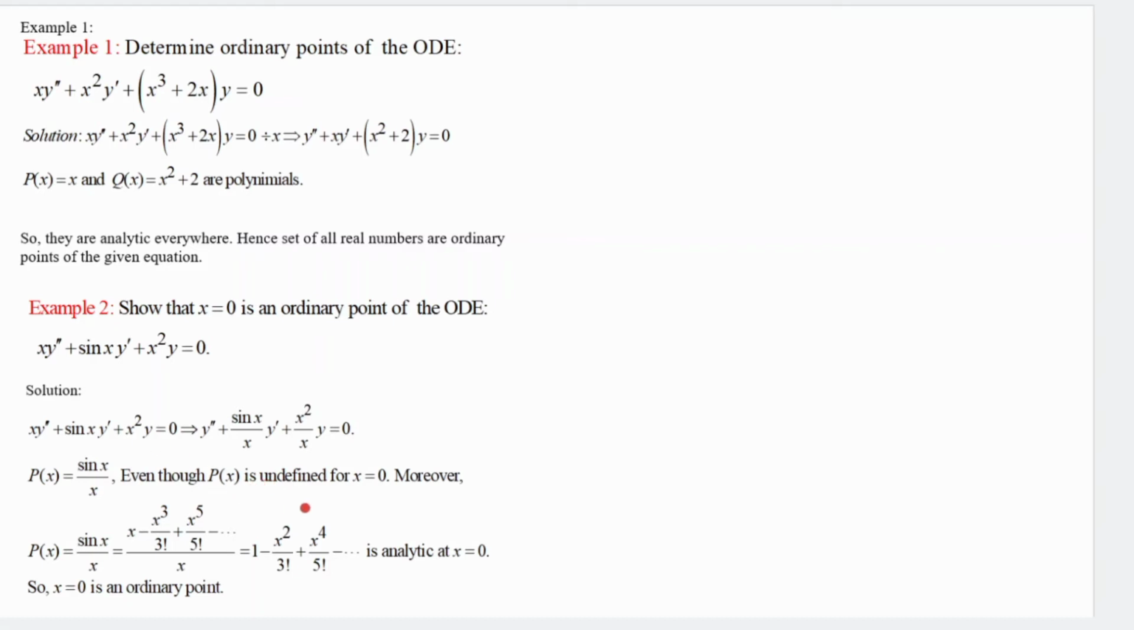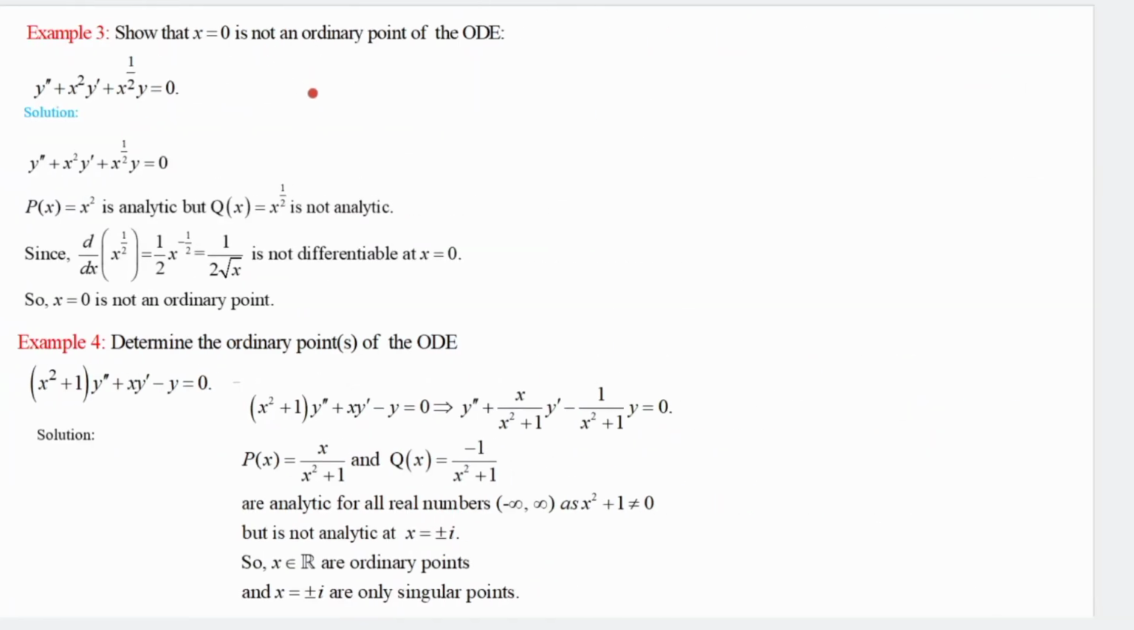So that means we can say that x equals 0 is also an ordinary point for this differential equation. Let us consider another example. This is already in standard form: y double prime plus x squared y prime plus x power half y. So here p equals x squared, q equals x power half.